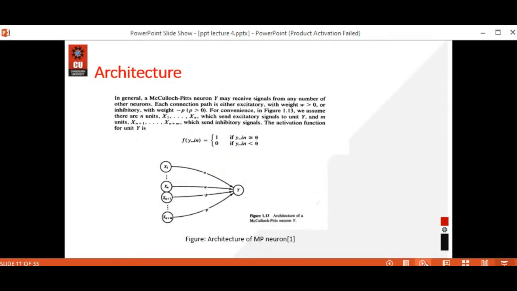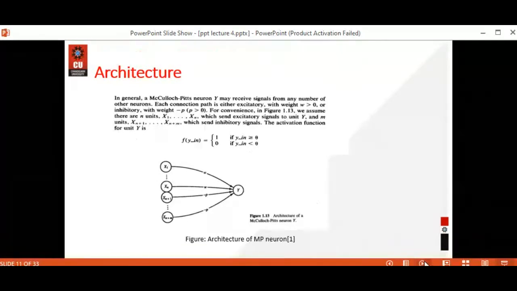So this is what we've discussed. Just check this condition now. If this net is greater than or equal to the threshold, output is 1. If your net, that is y in, is less than the threshold, output is 0. We will be considering this case. If y in is greater than or equal to the threshold, output is 1. If y in is less than the threshold, output is equal to 0.